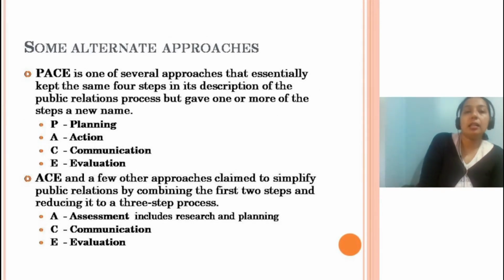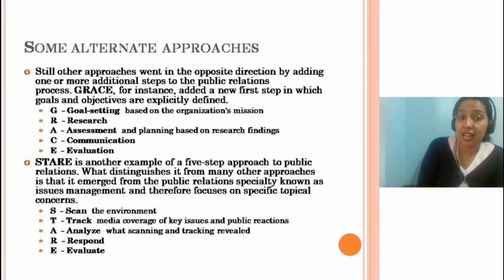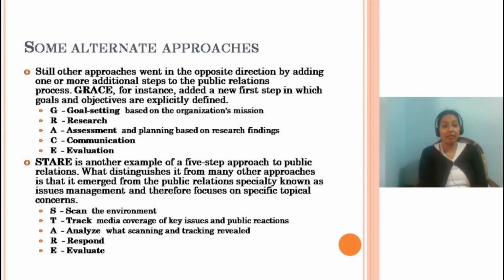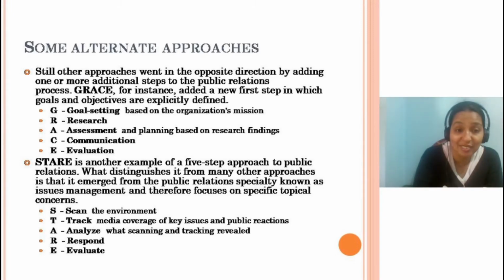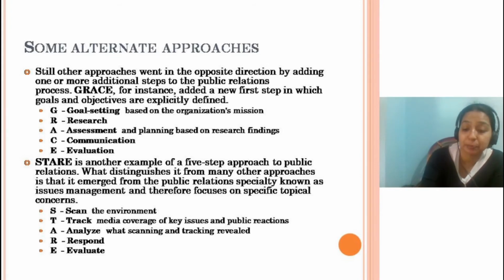And some of the other approaches, like PACE, for planning, action, communication, evaluation. Then ACE is there, assessment. Assessment includes research and planning, then communication and evaluation. And next, some alternate forms, like GRACE: goal setting, research, assessment, communication, evaluation. Then there is STARE, that is again a 5-step approach: scan the environment, track media coverage, analyze what scanning and tracking revealed, respond, evaluate.